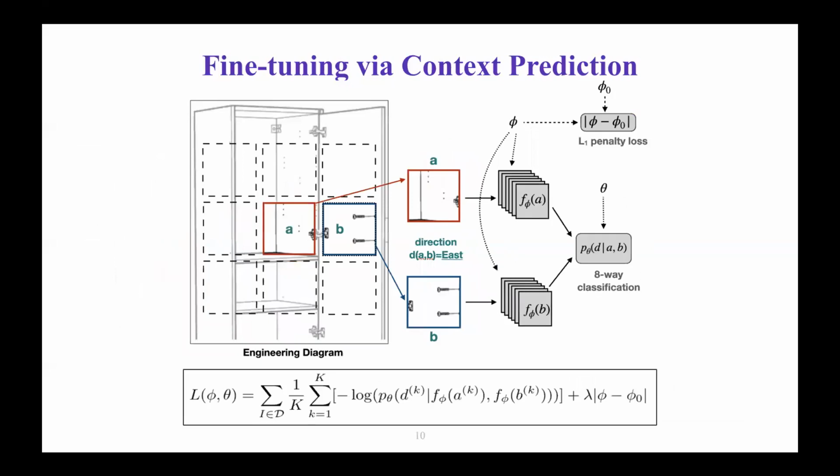Next, as motivated earlier, pre-trained models do provide certain useful features. Therefore, we encourage the model to stay close to the original pre-trained parameters phi naught via an L1 penalty loss. Thus, our final loss L has two terms, the spatial context loss and the L1 penalty loss.